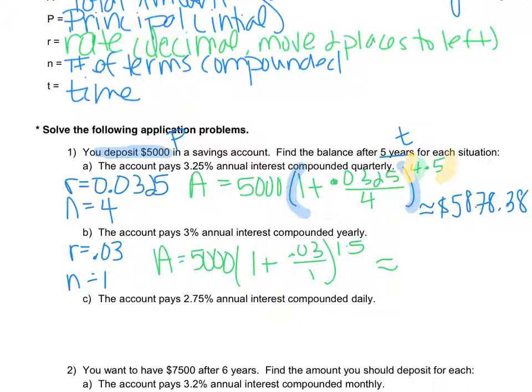So once again, you're just going to plug this into your calculator. Make sure you're careful of parentheses. Include your dollar symbol and round to 2 decimal places. So you get $5,796.37.